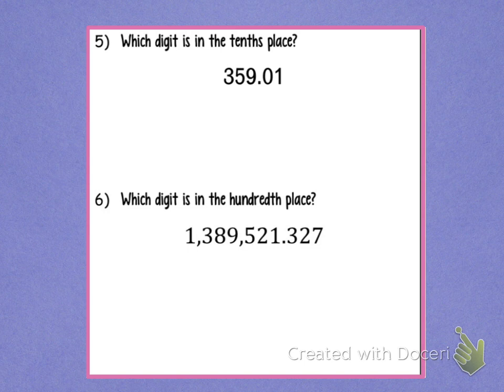Which digit is in the tens place value? I want you to press pause and answer these 2 questions, and then press play when you have finished. Okay, so tens place is that first number right after the decimal, and the hundredths place is the second number after the decimal. So your answer for 5 is 0, and your answer for 6 is 2.